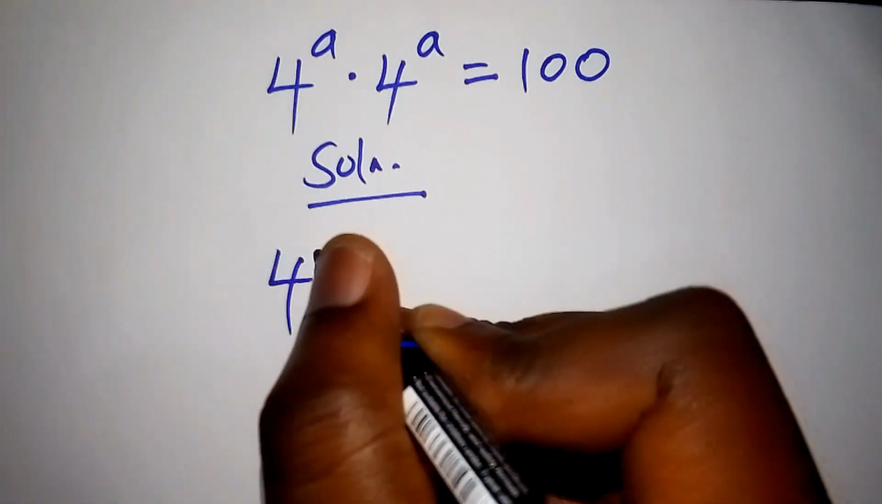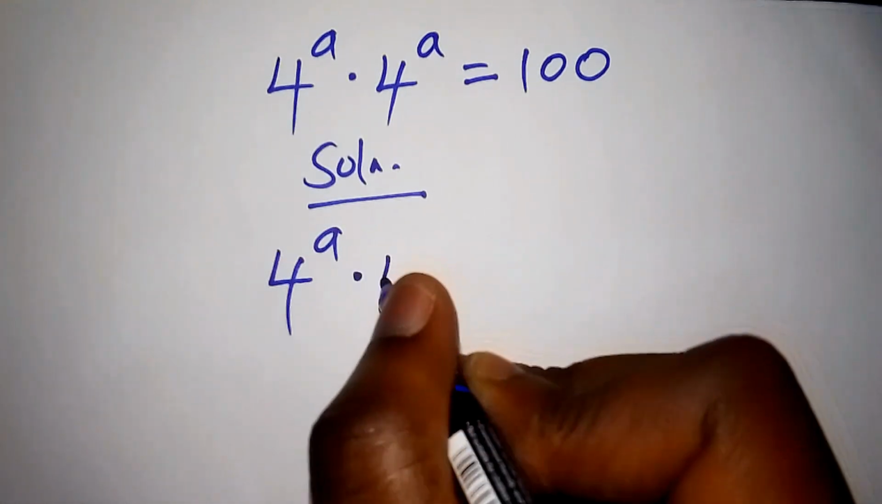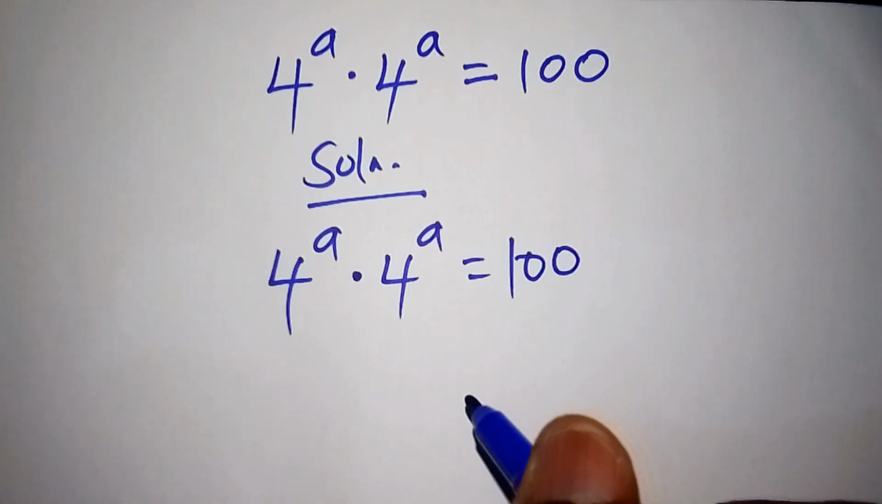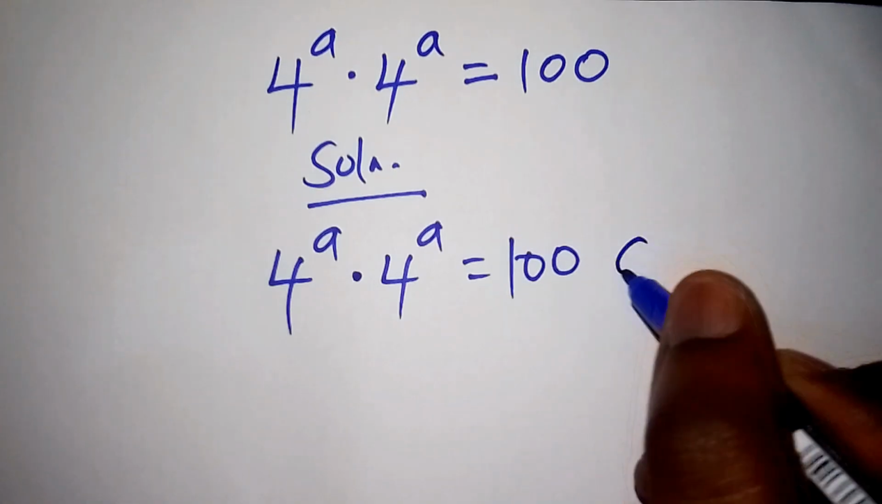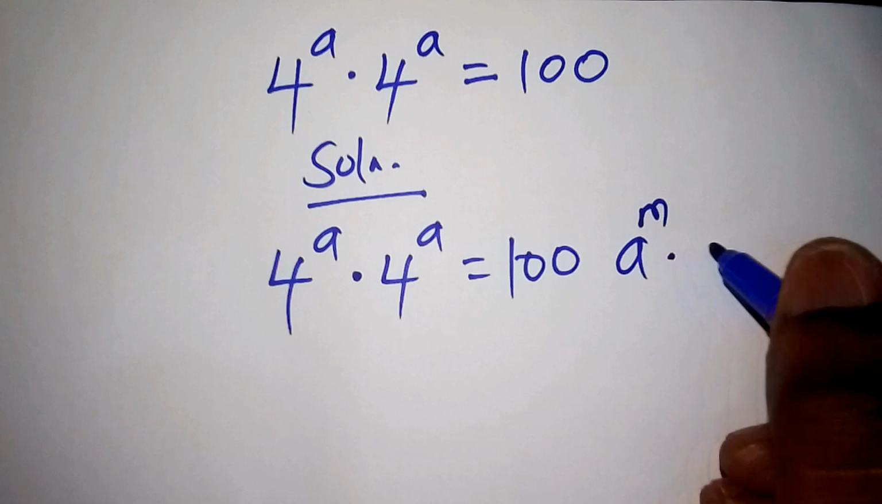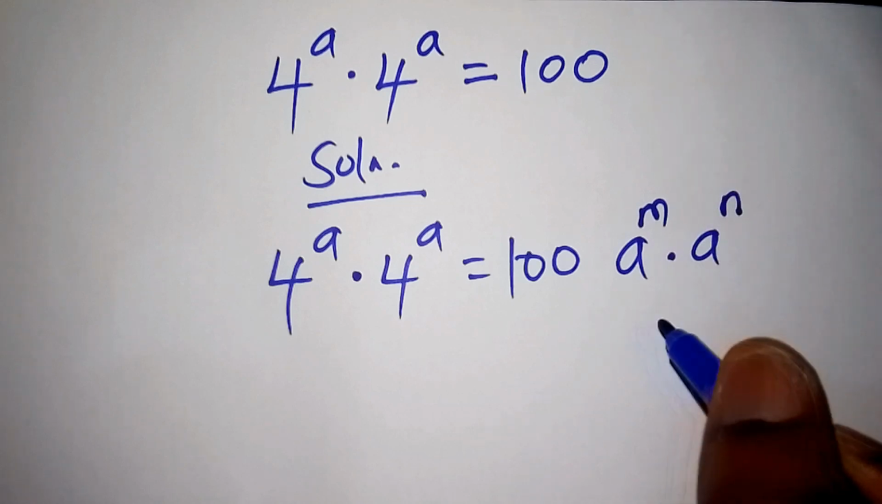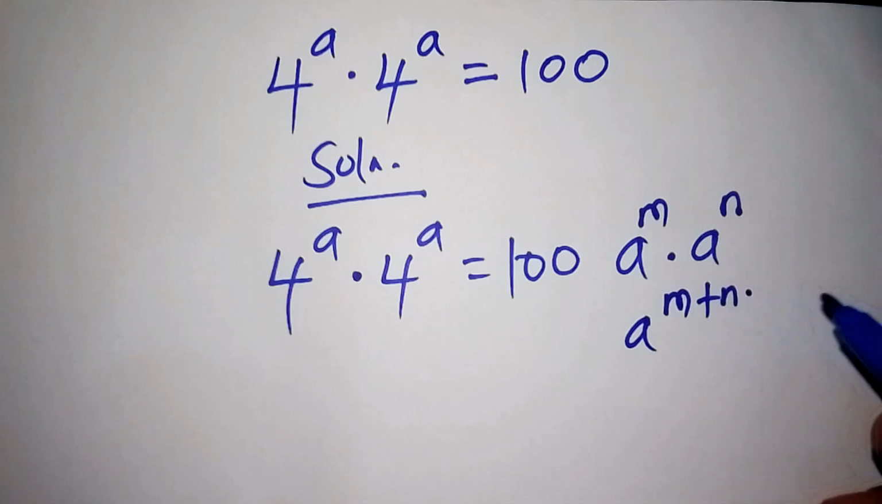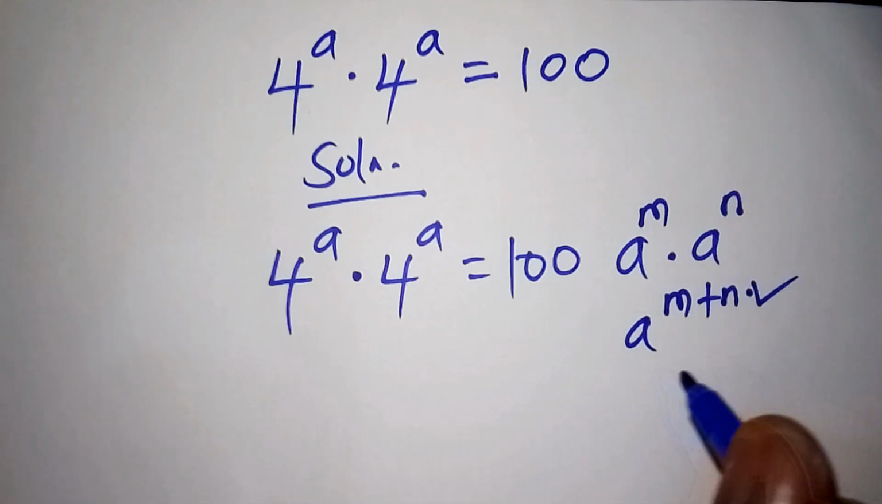So we have 4 to the power of a multiplied by 4 to the power of a is equal to 100. So let me take you through. Assuming that we have a to the power of m multiplied by a to the power of n, this can also be written as a to the power of m plus n. So this is how we shall work it out.